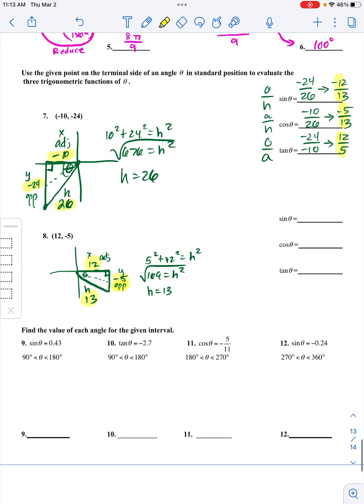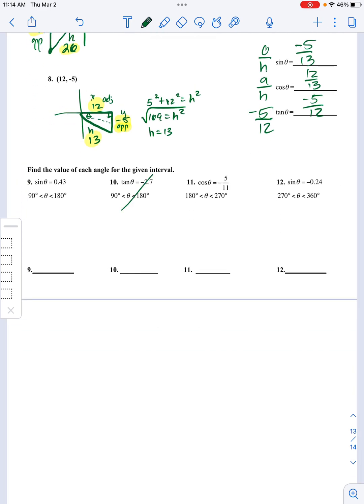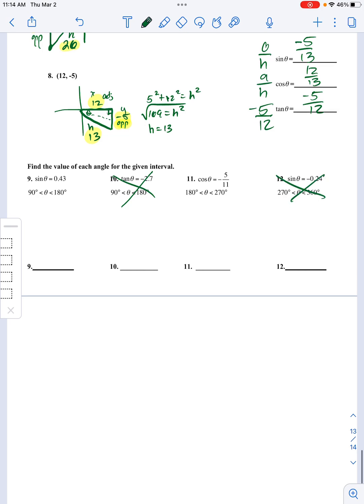I labeled the triangle already with opposite, adjacent, and hypotenuse, so this should be easier. Sine, opposite over hypotenuse is going to be -5 over 13, doesn't reduce. Cosine, adjacent over hypotenuse. So 12 over 13, doesn't reduce. Tangent is opposite over adjacent. So the negative is with the 5 and it's over 12. That's it. So these two you do not have to worry about. They're the ones that have a lot of extra math.